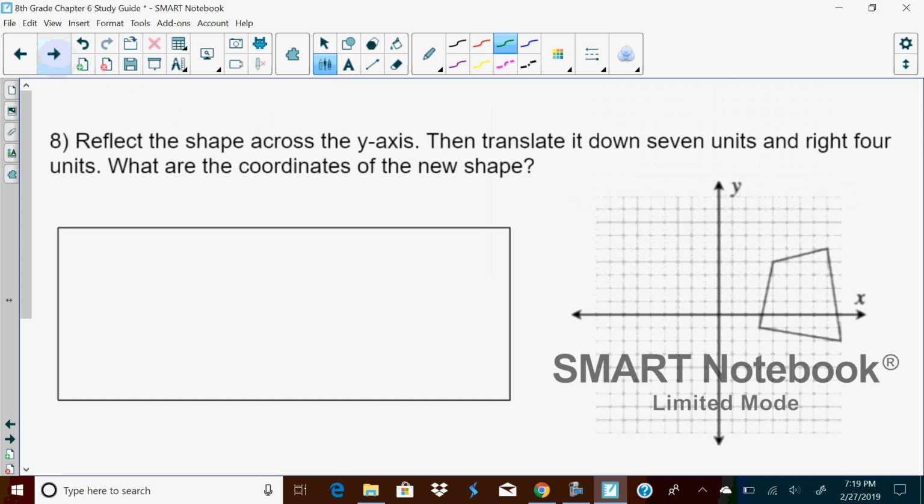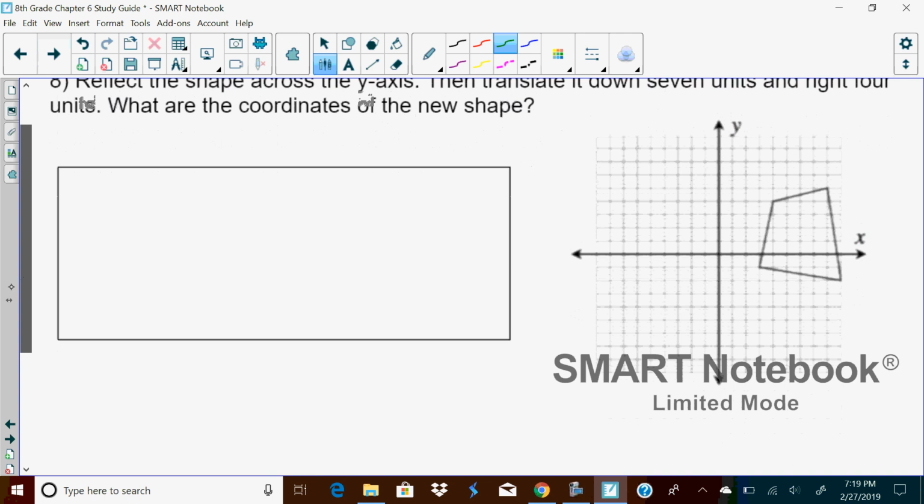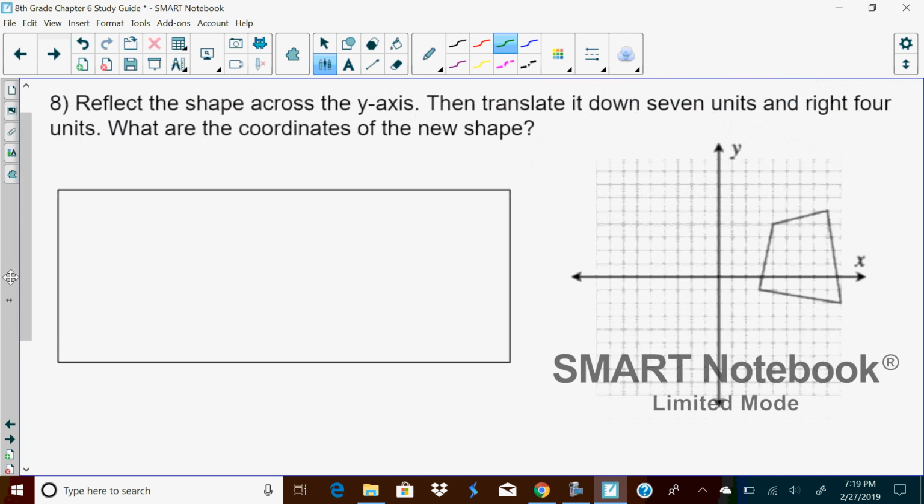Next one, it says reflect the shape across the y-axis, then translate it down 7 units and write 4. What are the coordinates of the new shape? So first I would reflect them. 1, 2, 3, 4.